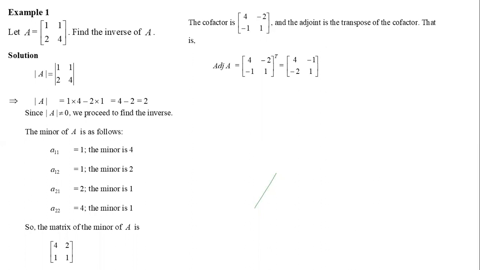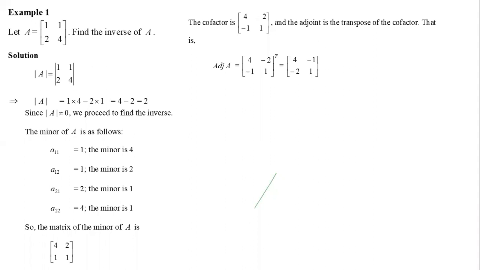Now, the last one is to get the adjoint. And I said the adjoint is just what? It's just the transpose of the cofactor. Look at the transpose. Before I have 4 minus 2, and I have minus 1, 1. Then my 4 will remain. My minus 2 will come to the column, my minus 1 will go up, and 1 will come down. And that is the adjoint of the matrix A.